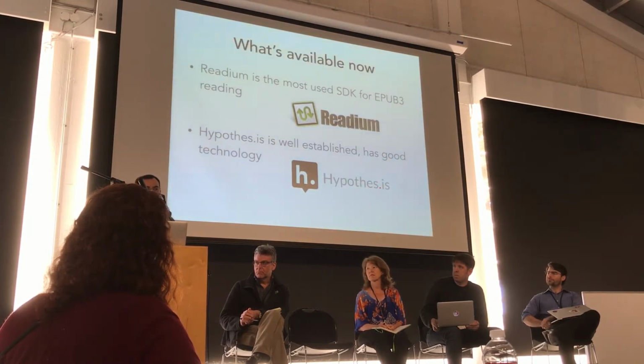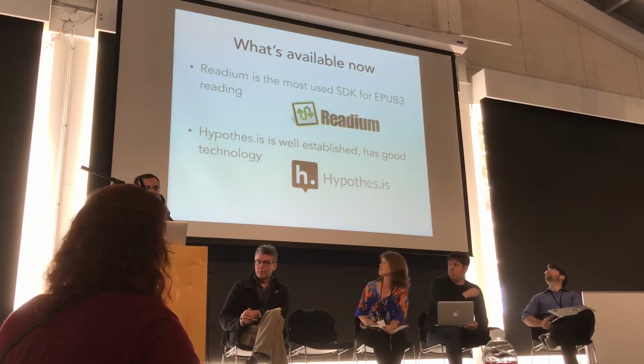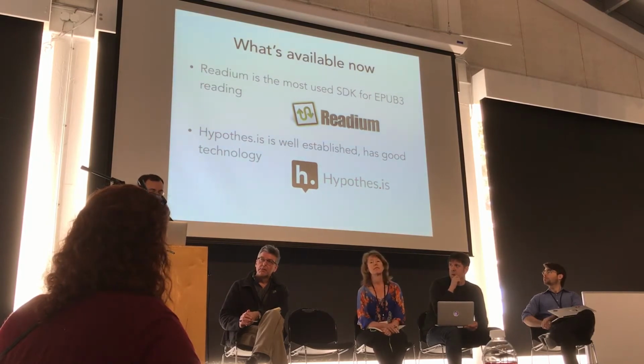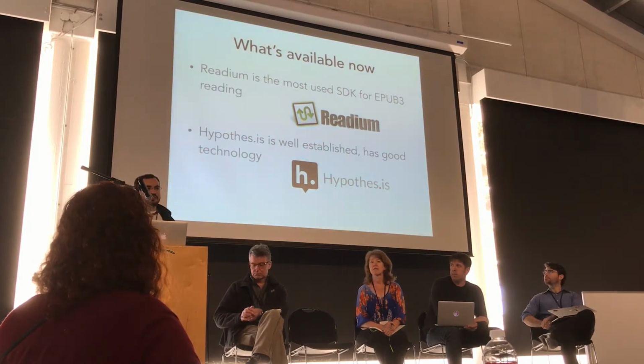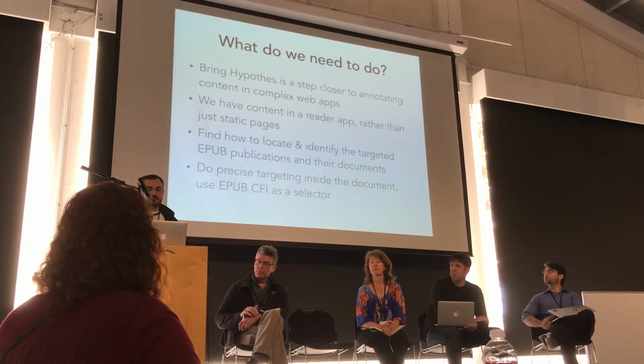What's available now is a project called Readium that lets you provide a full reading experience in the web. Evident Point actually built the first few iterations of the Readium web EPUB reading system. We've been involved with that project since its inception, and NYU uses Readium to provide web reading experiences to their users. So it made sense that we got together and worked on something like that. And we chose Hypothesis because it's the most prominent platform, it's well established, and has good technology. So what do we need to do?